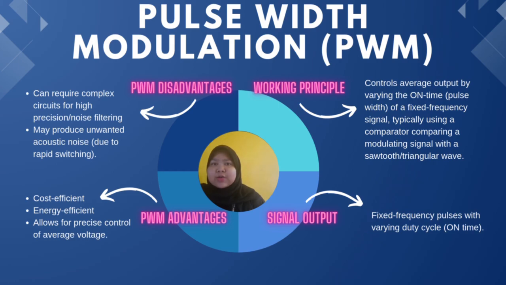For the advantages of PWM, first, it is highly cost-efficient to implement, which makes it a popular choice in many designs. Second, it is remarkably energy efficient. Because the switching components are either fully on or fully off, they dissipate very little power as heat, which leads to less energy waste. Third, it allows for precise control of average voltage, which makes it ideal for applications requiring fine-tuned power delivery.